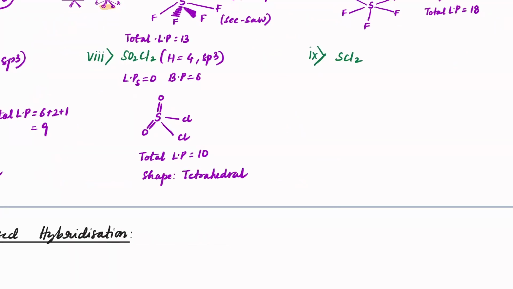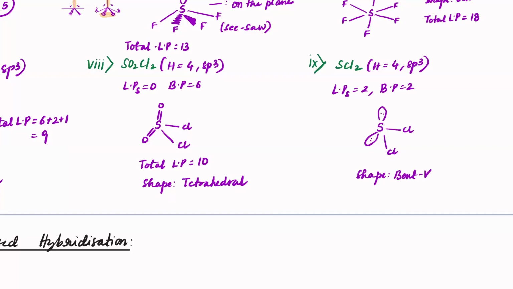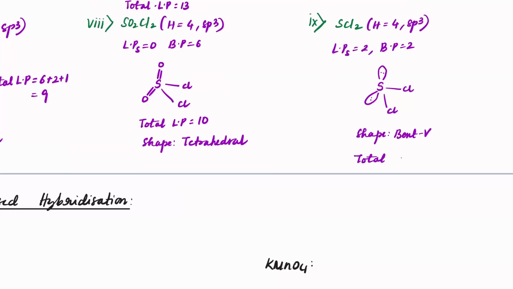Next, SCl2. The steric number is 4 again. It is sp3. So lone pairs on sulfur will be 2. Bond pairs will be 2. Just like water. This is similar to water. So we have two lone pairs and two chlorines here. So the shape now would be a bent V shape. That is how this will be. And total lone pairs will be equal to, both chlorines will make it 6, and this is 7 and 8. So total lone pairs are 8.